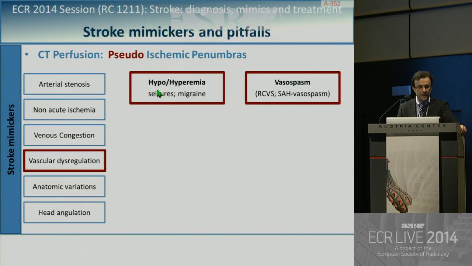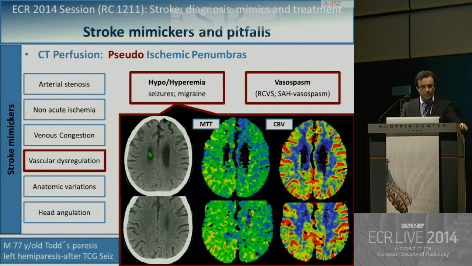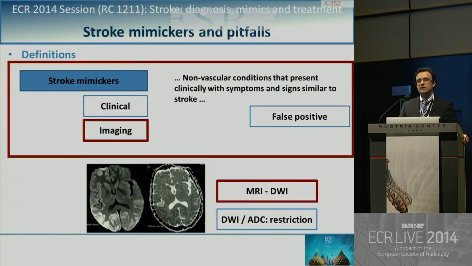So seizures and migraine can have hypo and hyperemia. And remember this not as two moments, but as a continuum. And look at this case. The patient started with seizures, and then he was on Todd's paralysis. And actually, no brain lesions could be seen, and you start to see an increased MTT before you see abnormality on the CBV. You still have some increased CBV here. So the patient is going from a hyperperfusion stage to a hypoperfusion stage.